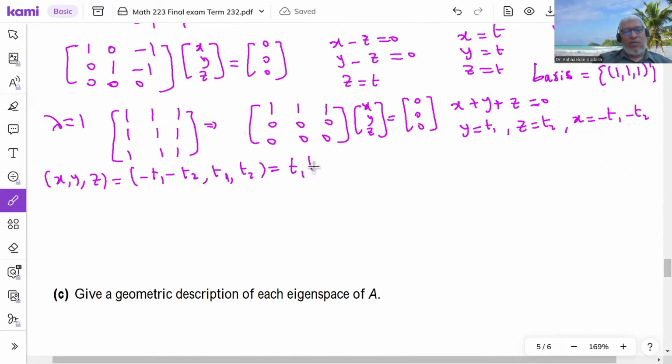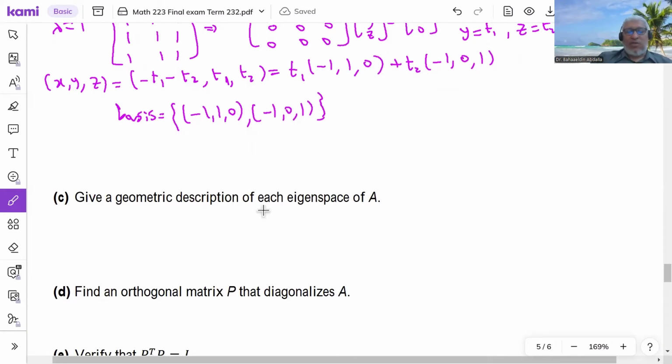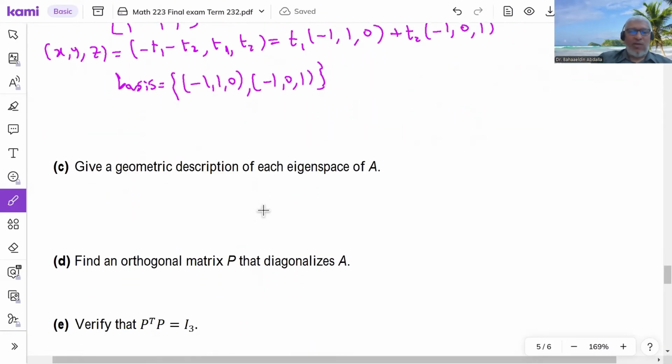If I take t1, I'll have negative 1 as the coefficient of t1 in the first component, 1 is the coefficient of t1 in the second, and there is no t1 in the last component. And taking t2, the coefficient of t2 is negative 1 in the first component. There is no t2 in the second. So the basis consists of these two vectors. And the dimension of the eigenspace here is 2. Give a geometric description of each eigenspace of A.